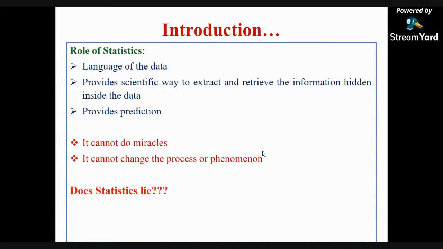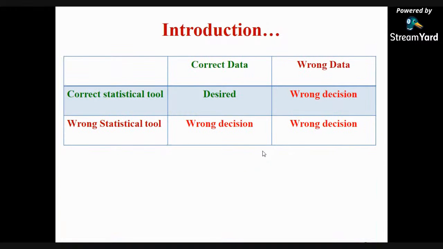So, what are the scenarios when it can happen, and we should be careful to avoid such scenarios. In this slide, I'm trying to give just a brief view of the conditions when we say that statistics lie. There are two criteria.